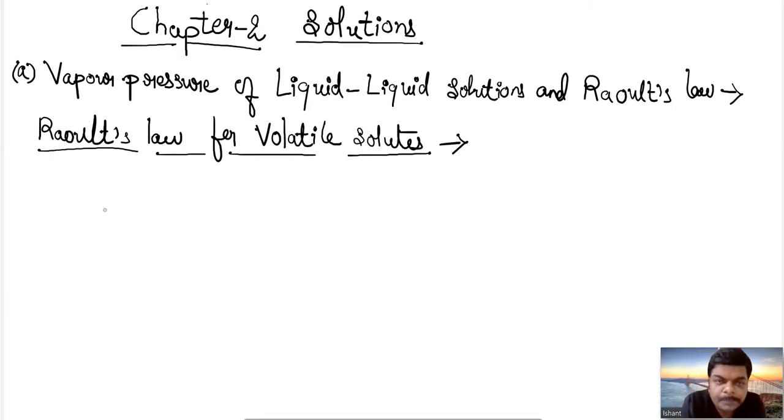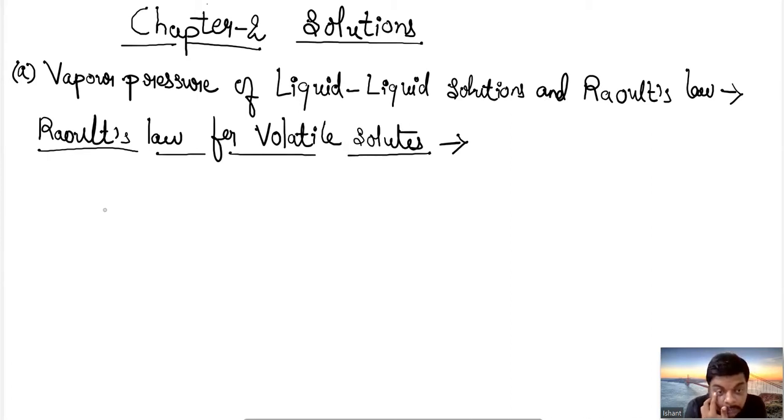Welcome back, students. Let's continue further in this lecture about Raoult's law. In the last lecture, I took a recap of your solution chapter, and we also discussed Raoult's law there. Now, consider Raoult's law on the basis of the different components of the solution. As I told you before, there can be two types of component for a solution.